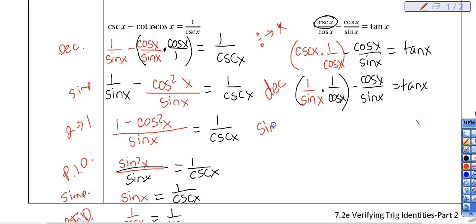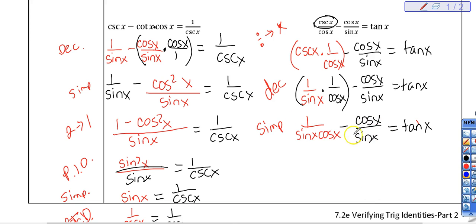Now let's simplify. So let's multiply, because multiplication comes before subtraction. 1 over sine x cosine x minus cosine x over sine x equals tangent x. We're still at 2 terms equals 1 term. So how do we go from 2 to 1 when we have fractions? How do I add fractions that don't have like denominators? I make them have like denominators.